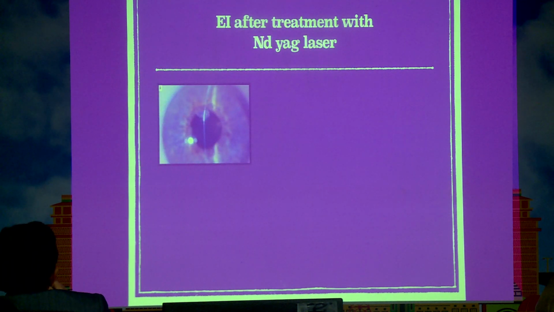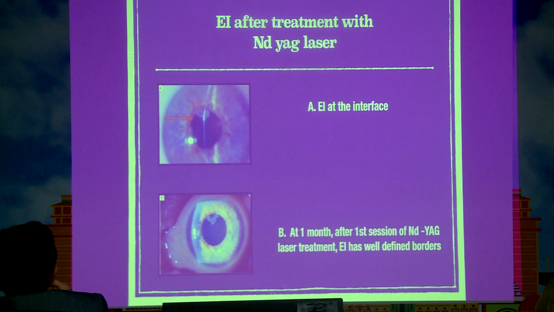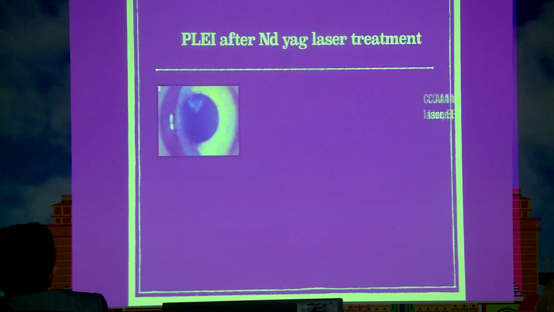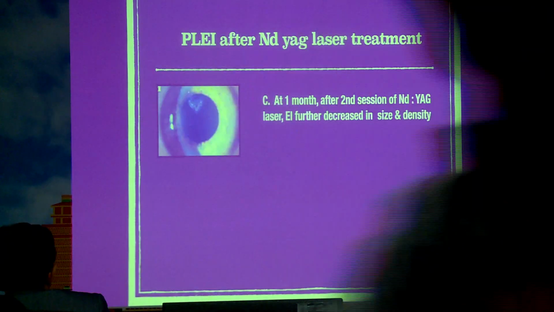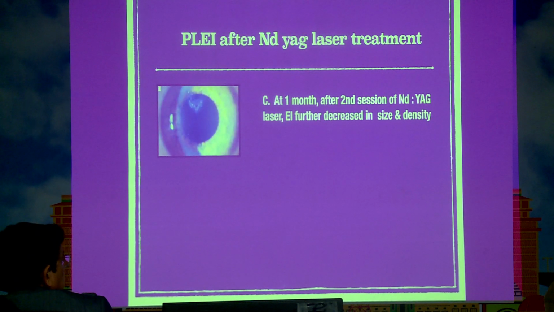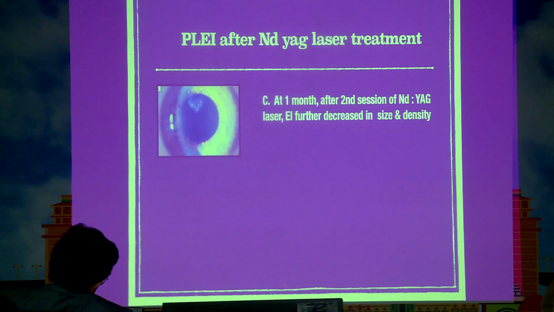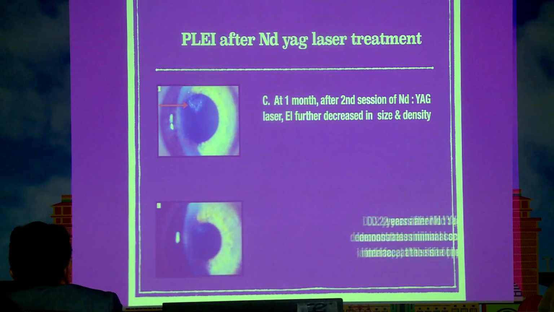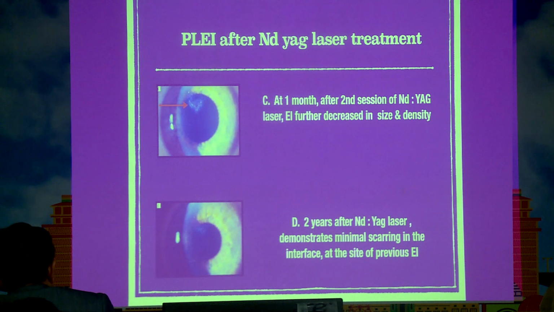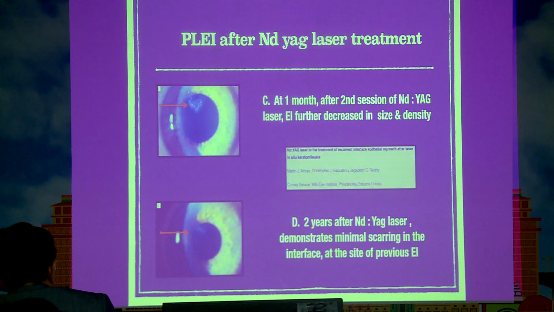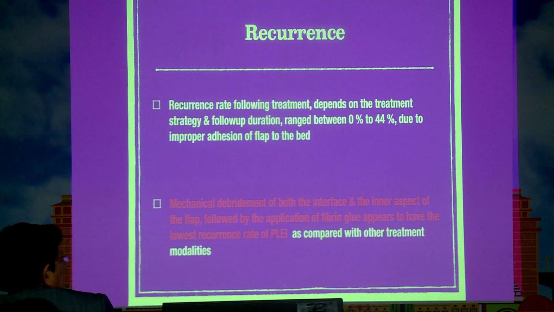So here are certain images. In the first image, we see that the epithelial ingrowth is there at the interface. In the second image, this is after 1 month, after one session of Nd:YAG laser treatment, and the epithelial ingrowth has well-defined borders. In the third image, it is at 1 month after the second session of Nd:YAG laser, and the epithelial ingrowth has further decreased in size and density. And the fourth picture is 2 years after Nd:YAG laser and demonstrates minimal scarring in the interface at the site of previous epithelial ingrowth.